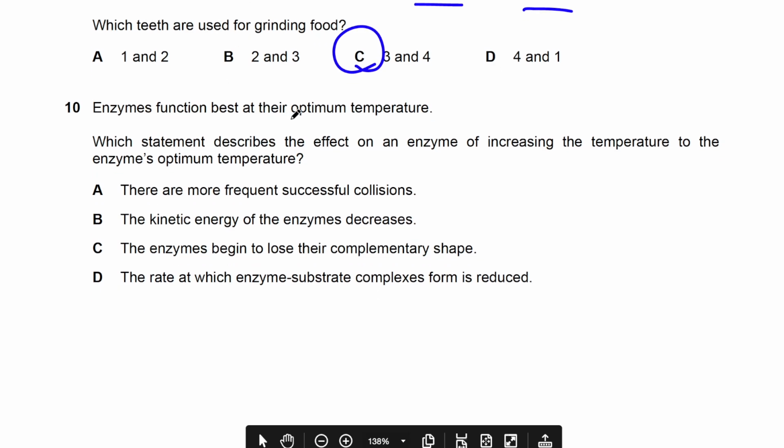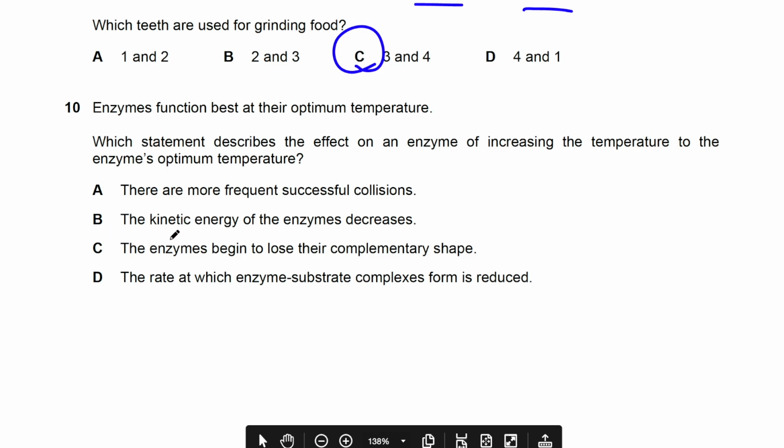Enzymes function best at their optimum temperature. Sure, perfect. This is the temperature where the enzyme will perform in a good way. Which statement describes the effect on an enzyme of increasing the temperature to the enzyme's optimum temperature? Let's read the options. A. There are more frequent successful collisions. Yes, that's right. The collisions will increase at this temperature. That means the enzyme preferred this condition.